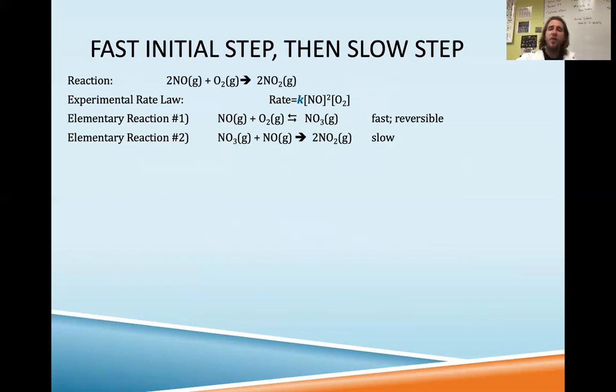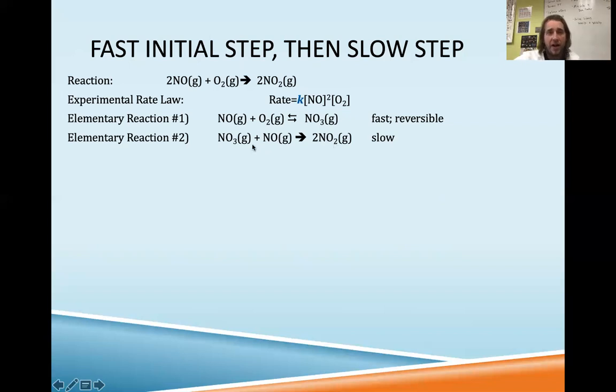Cool. Another one for you. Don't worry about the rate law here for just a second. We're just saying, do our mechanisms as suggested here add up to the overall? And are they either uni or bimolecular? And I think they are. We've got nitrogen monoxide and oxygen making NO3. Our NO3 then is reacting with another nitrogen monoxide to make two NO2s.